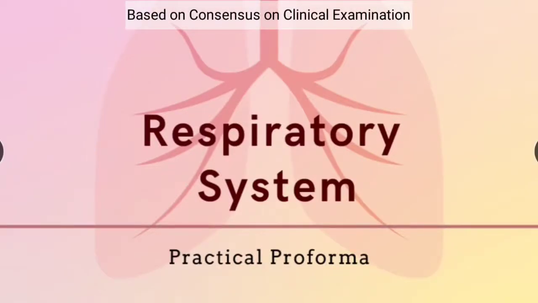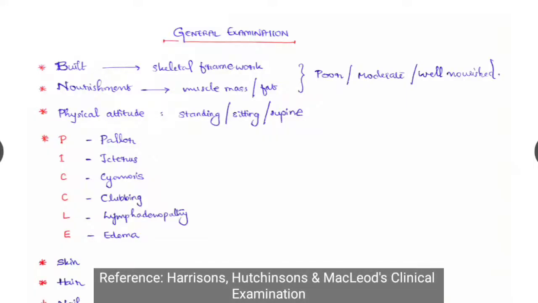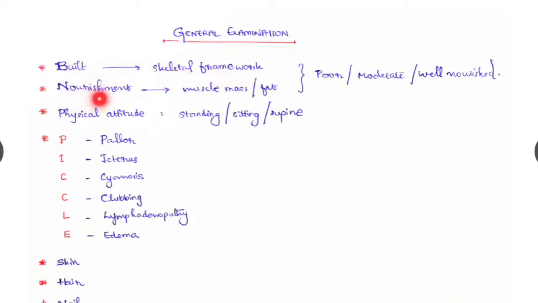Today we are going to discuss the practical proforma of the respiratory system from general medicine. First of all, we start with the general examination. First, we have to look at the build, that is the skeletal framework and the nourishment of the patient. The nourishment is regarding the muscle mass and the fat. And we will write as moderately built or nourished, or poorly built and moderately nourished, or well nourished.